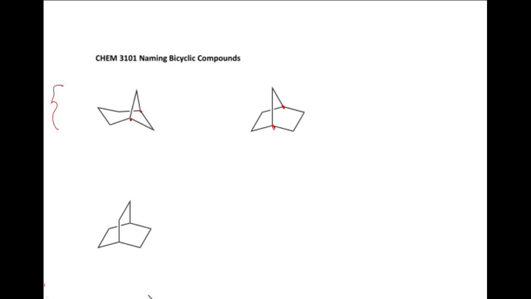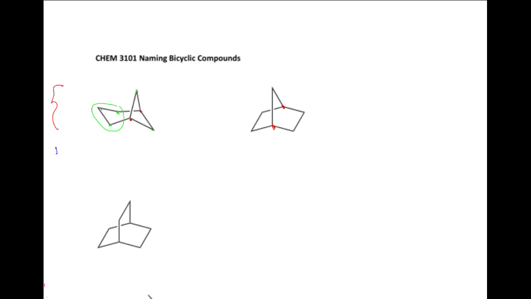So if I look at the compound on the left, I'm just going to get a different color pen here, you can see I have 1 bridge here that contains 1, 2, 3 carbon atoms. I have another bridge here that contains only 1, and I have another bridge here that contains only 1. So what I'm going to do with those numbers is I'm going to order those numbers.